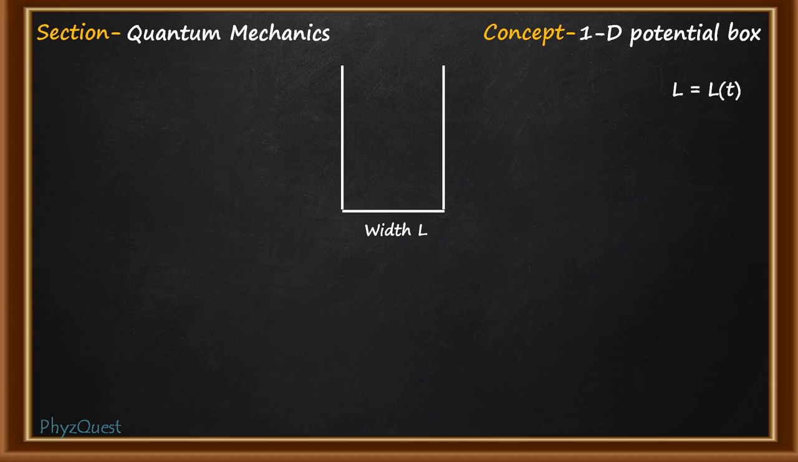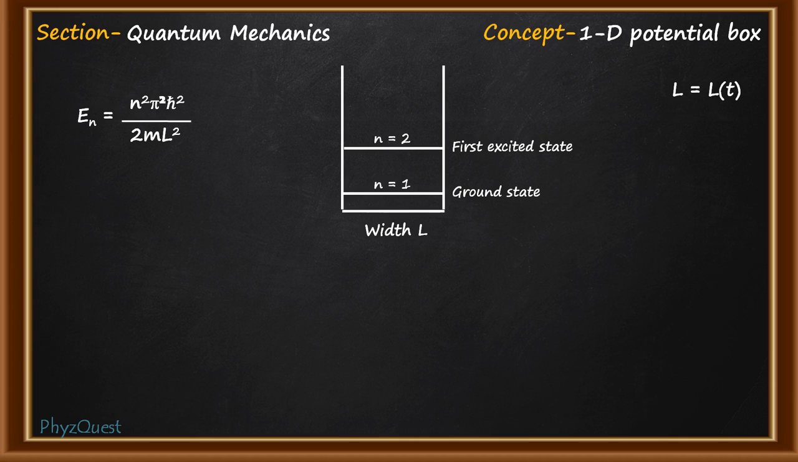Now there is a particle of mass m whose energy eigenvalues are confined to this one-dimensional box. First of all, we have to define the energy eigenvalues En, which is equal to n square pi square h cross square divided by 2m L square. This is the formula for energy for a one-dimensional box. Here n takes integral values 1, 2, 3 and so on. n equal to 1 is the ground state, n equal to 2 is the first excited state, n equal to 3 is the second excited state, and so on.